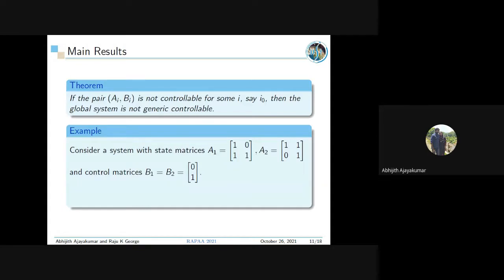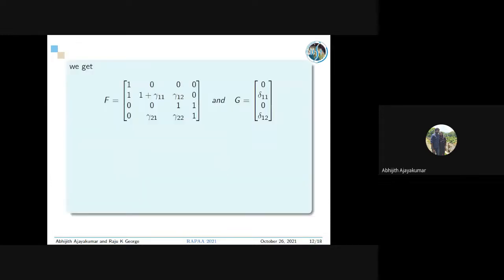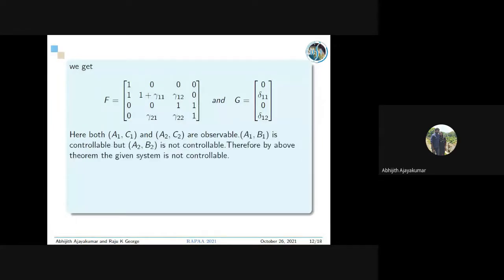We are giving an example here. The nodes have different dynamics. A1 is given by this matrix, A2 is given by this matrix, and the control matrices are the same, and the output matrices are also the same. The connection network topology matrix and the delta matrix are given by this, which are of parametric form. We can calculate F as we have seen earlier. Here (A1, B1) is controllable, but (A2, B2) is not controllable. Then by our theorem, the whole system is not controllable.